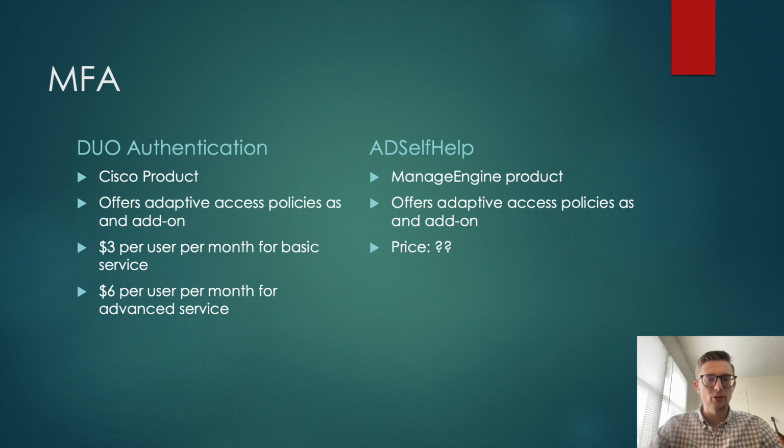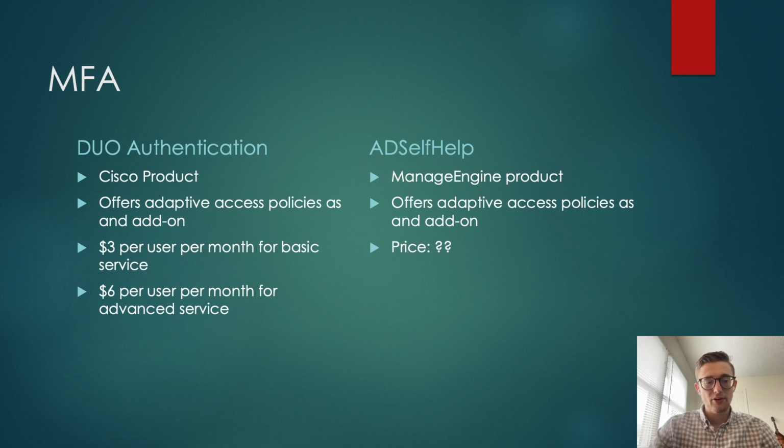So next we have multi-factor authentication. So basically I ended up with two nearly identical services, Duo Authentication and Active Directory Self-Help. Duo is Cisco's product. We're very familiar with Duo from using it with OSU. And then AD Self-Help is Manage Engine's product, which we've been looking at Manage Engine tools. Both offer adaptive access policies as an add-on.